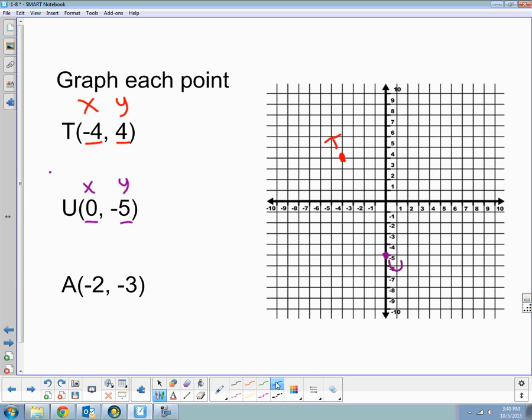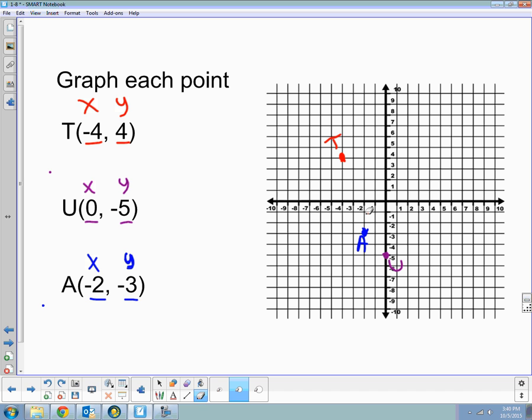And the next one then, A. Again, here's my x and my y, just like in the alphabet, it goes x and then y: negative 2 and negative 3. I start at the origin, always at the origin, such that things originate from. I go negative 2, negative 3, and there's my point A. Right there.